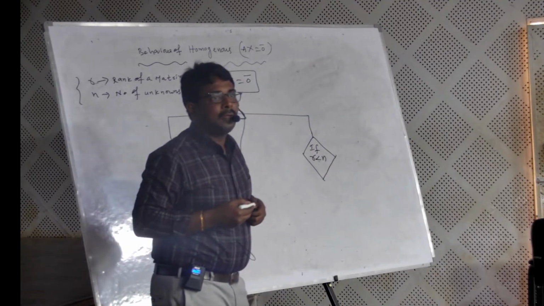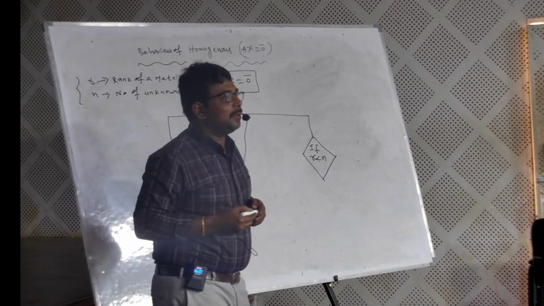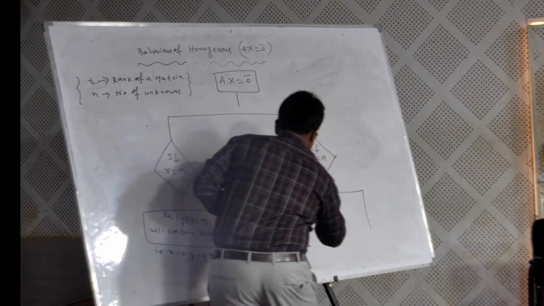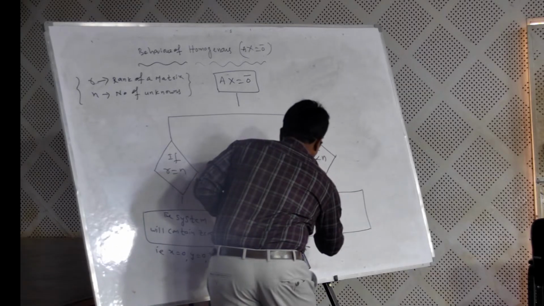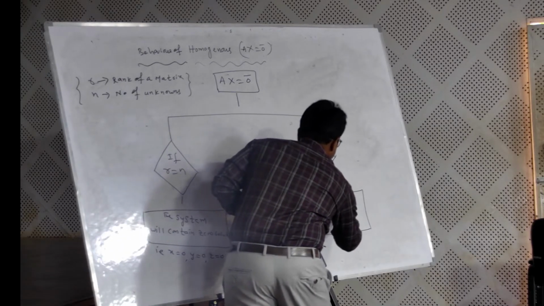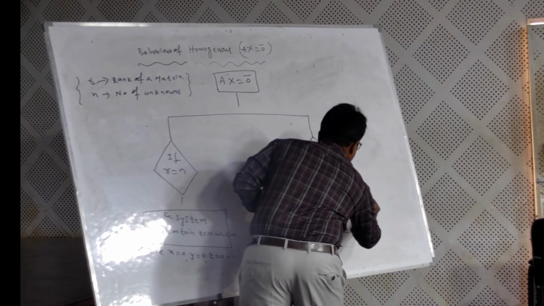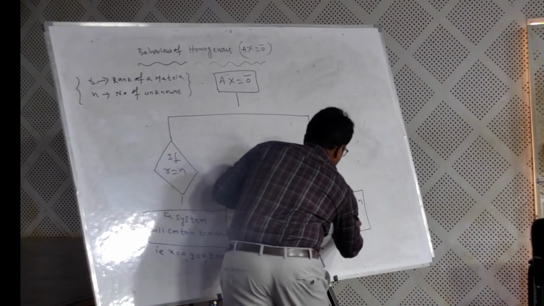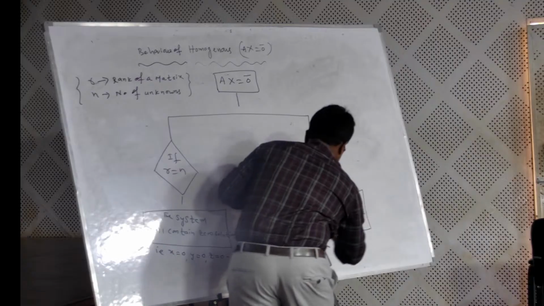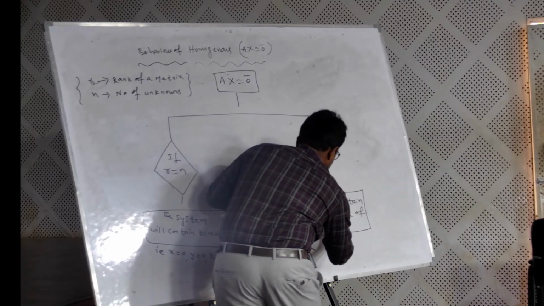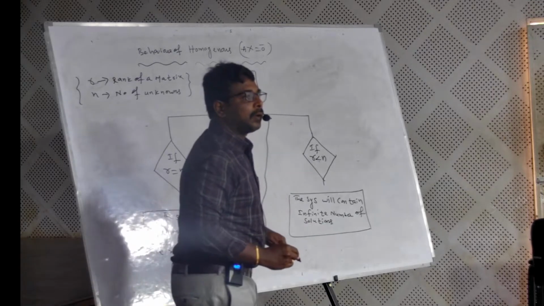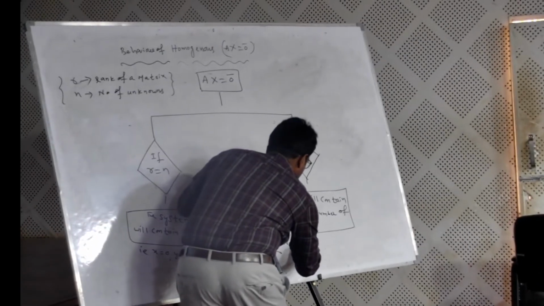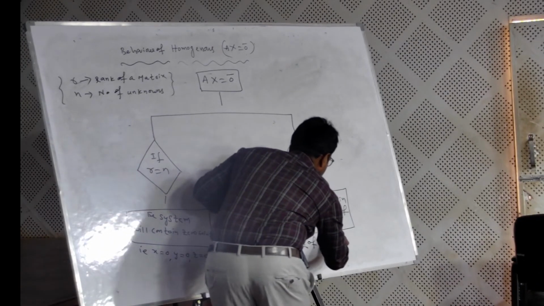One more important case is there. What is the case? Rank less than n, rank less than the number of unknowns. In this case, the system will contain an infinite number of solutions. Infinite number of solutions. And note the number of linearly independent.